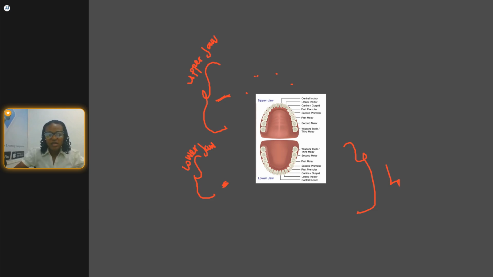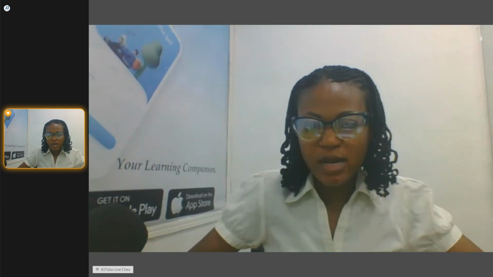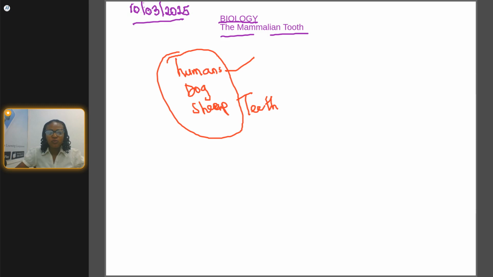We have the external structure of teeth, and we have the internal structure. Before we go back to this, I want to jot this down. All right. So we'll be looking at the external structure of teeth and the internal structure.